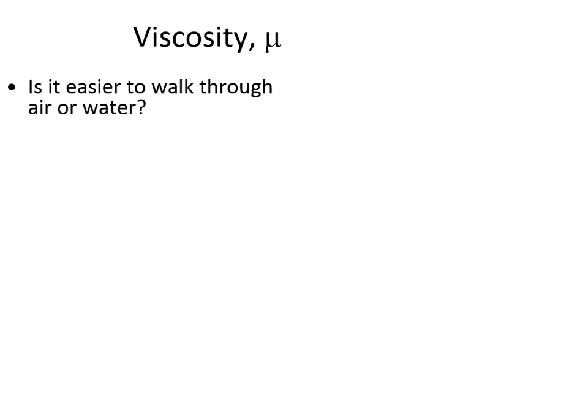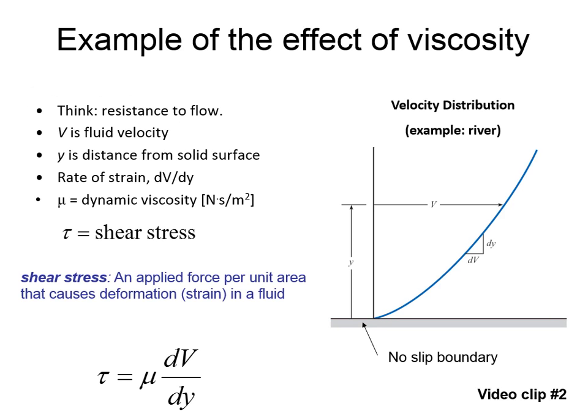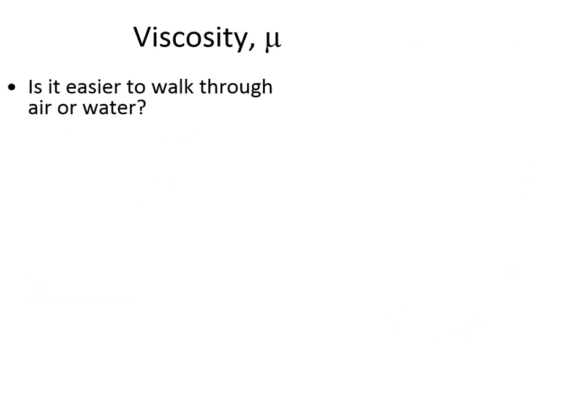But when you walk 1 foot per second through water, that proportionality factor dictates that for the same shear stress applied, since water has a greater viscosity, there's going to be less dV. There's going to be less of a change in velocity as it gets out of your way. And so that's part of why it's more difficult to walk through water than to walk through air.